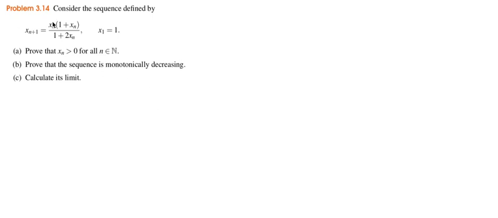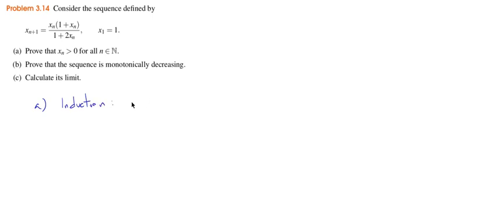The last problem in this unit, problem 3.14. Consider the sequence defined by x sub n plus 1 is equal to x sub n times (1 plus x sub n) over (1 plus 2 times x sub n), when x sub 1 is 1. Now the first part is to prove that x sub n is greater than 0 for all n. That's easy. Again, we use induction.